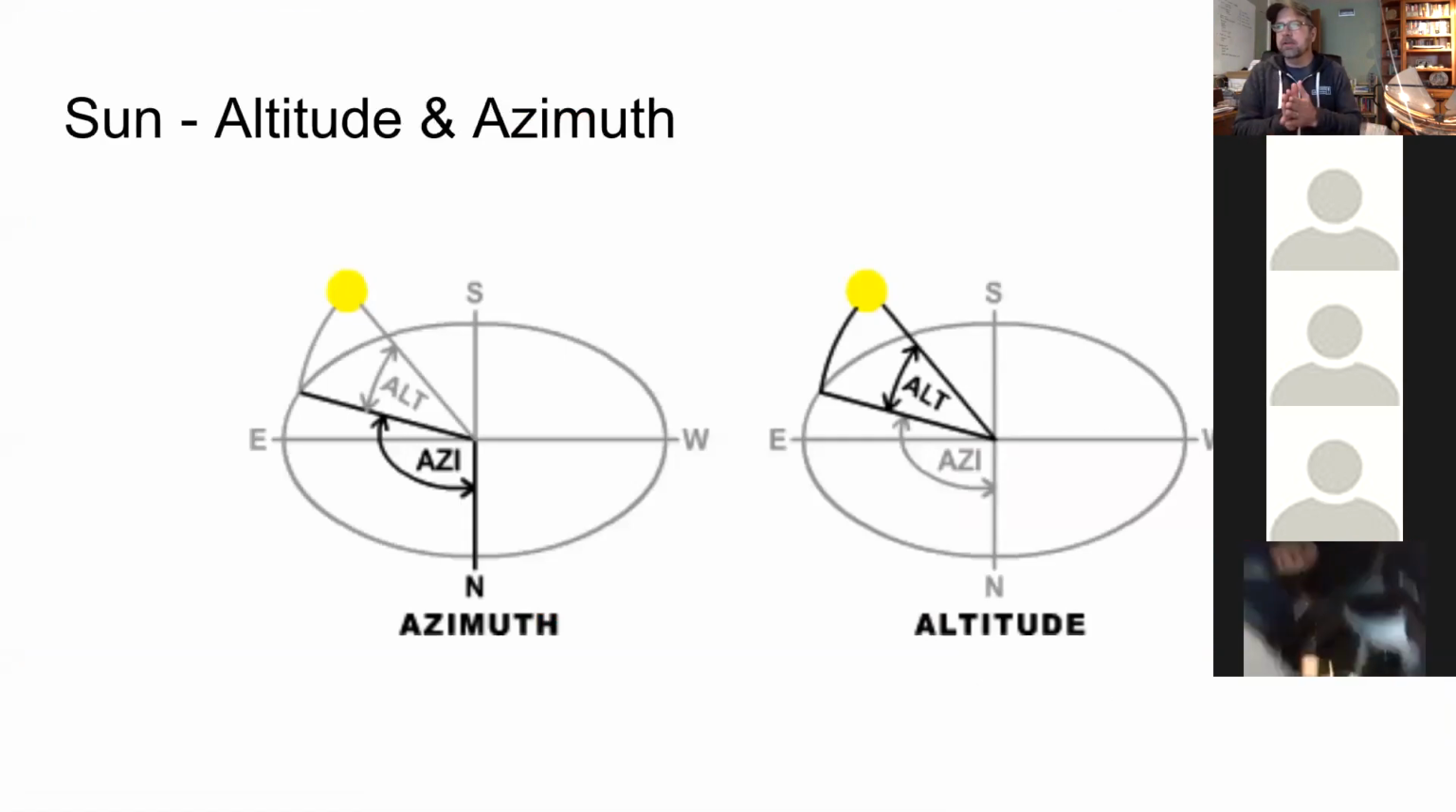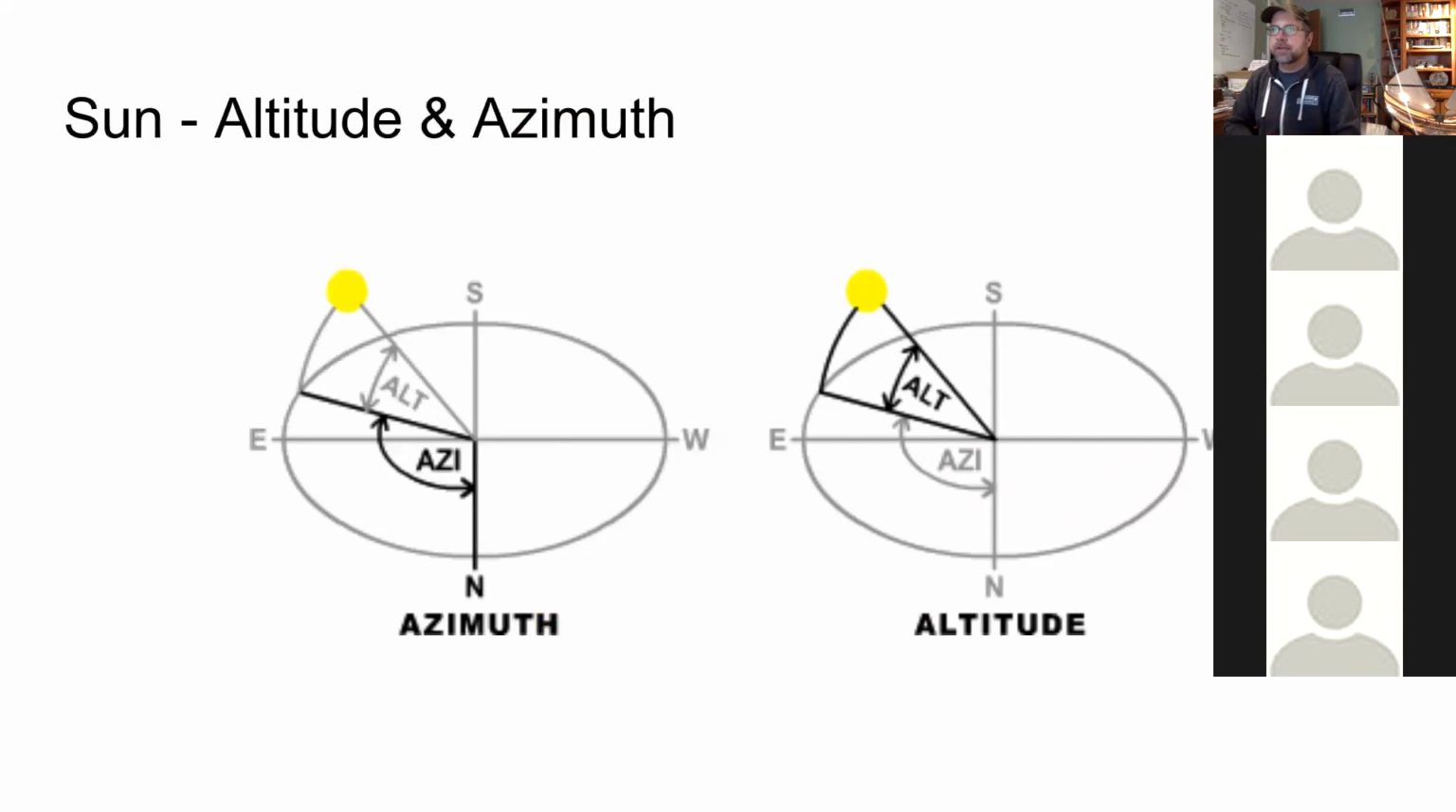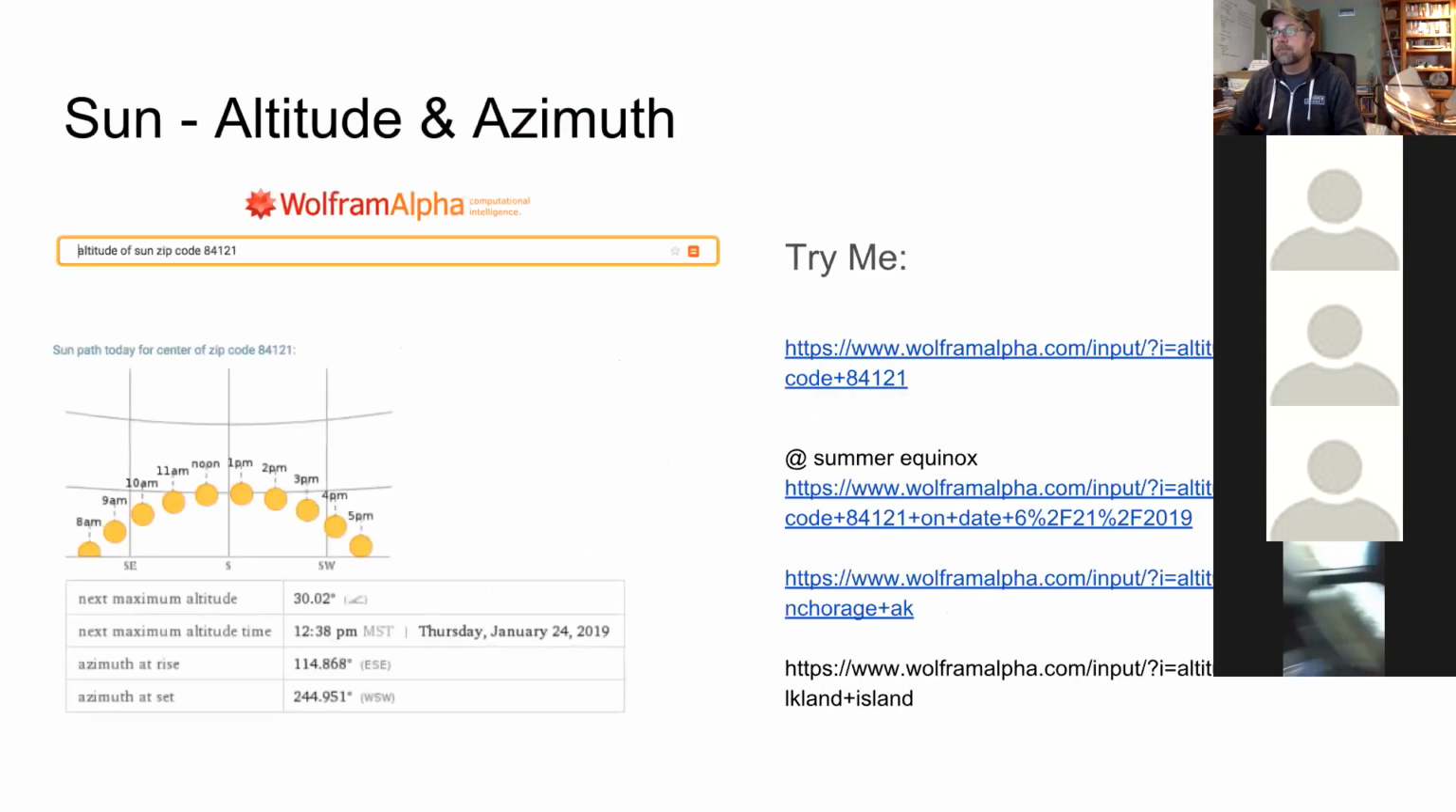Okay, I want to go over some of the things that I think are good anchors to chat about when we talk about the science around this. The two factors we really talk about with a solar oven are the altitude of the sun, which is the height of the sun over the horizon, and the azimuth, which is where it is on a compass.